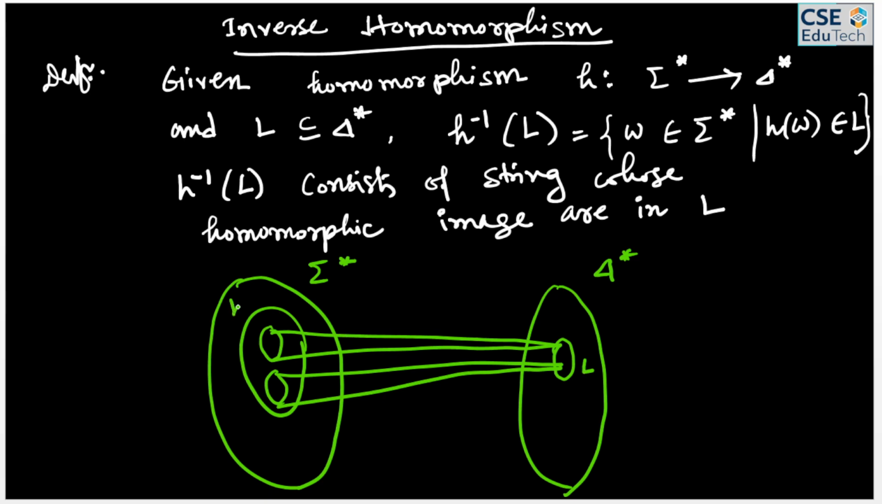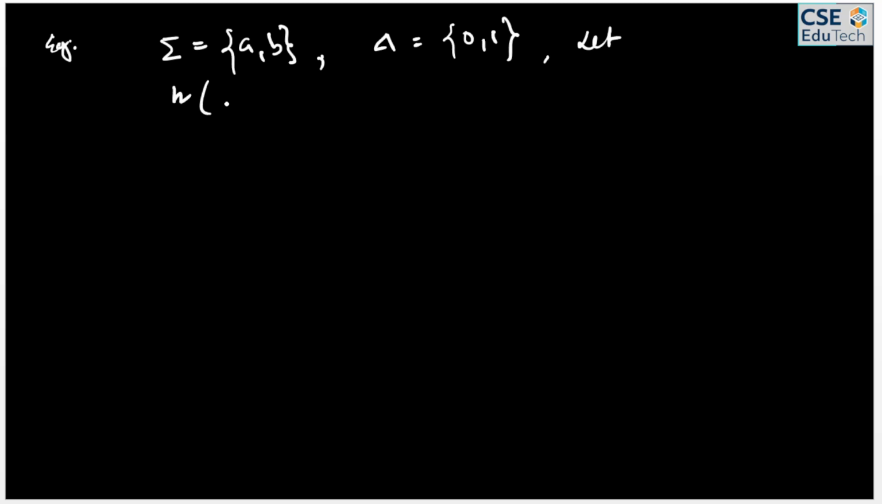So each inverse of L is basically this. You can also write it that way. It is basically a mapping from sigma star to delta star, and the inverse is the reverse. Now we'll give an example. Suppose sigma equals {A, B} and delta is defined as {0, 1}, and let H of A be equal to 01 and H of B be equal to 10. So the homomorphism is defined: every occurrence of A will be replaced by 01, and every occurrence of B will be replaced by 10.